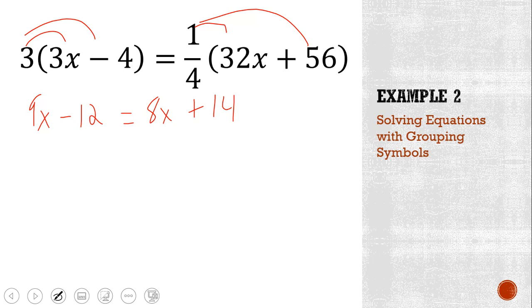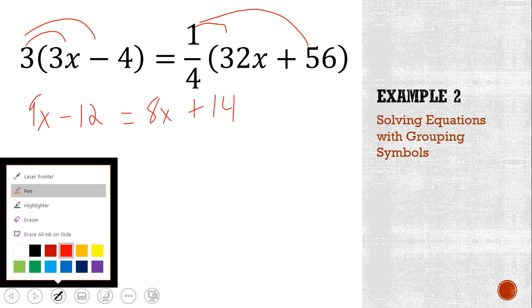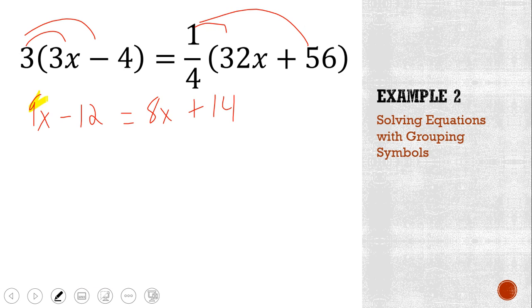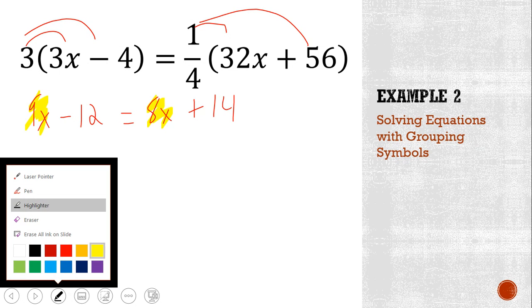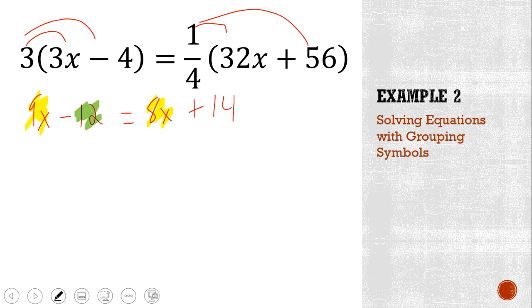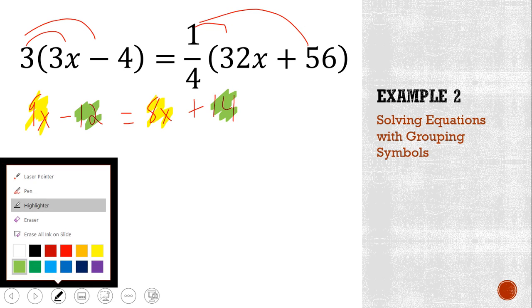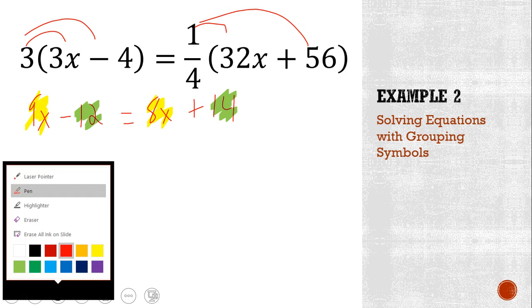So now you have variables on both sides with our x's. And then you have constant terms on both sides with your negative 12 and your positive 14. So it really doesn't matter what you do. Okay, you can move the 8x, you can move the 9x, you can move the 12, you can move the 14. You've got options. Any of those things will work.